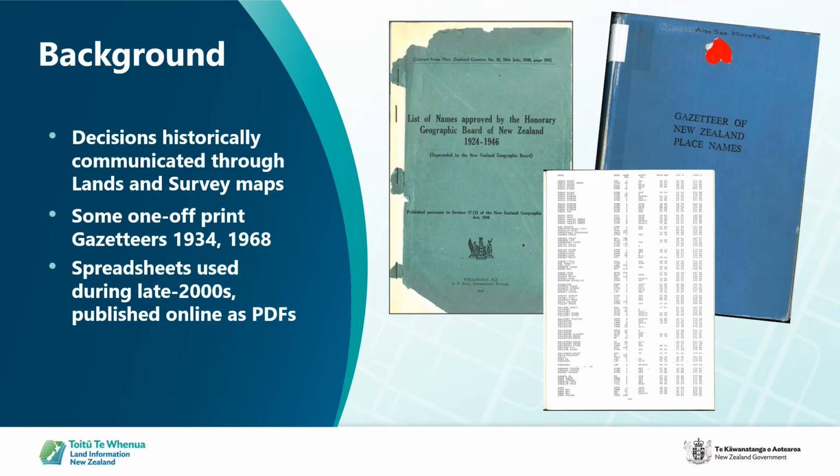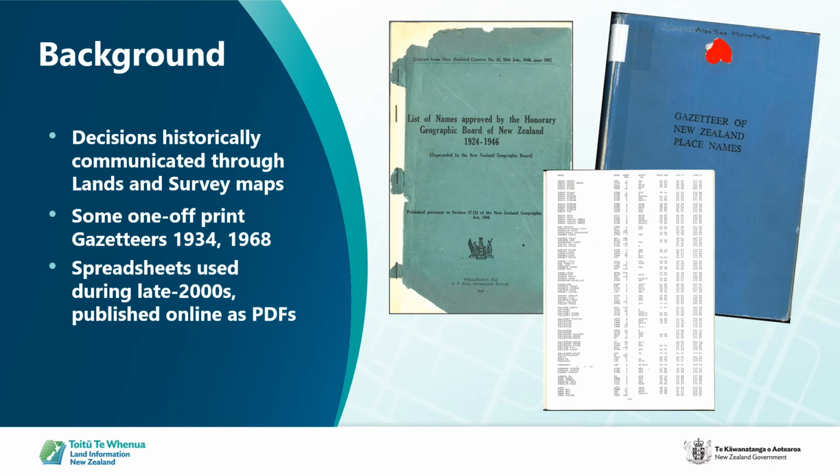In this time, some print gazetteers were published, with a couple of examples shown in the slide from 1948 and 1968. The 1968 Gazetteer probably represents the first attempt to account for all place names in use on New Zealand maps, and decisions of the Geographic Board are marked with an asterisk.